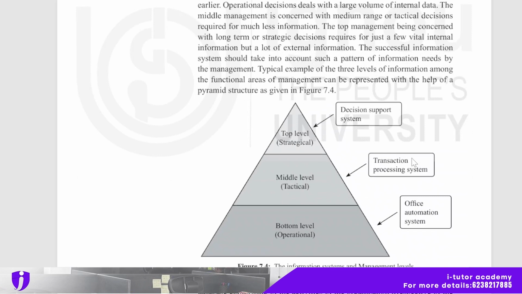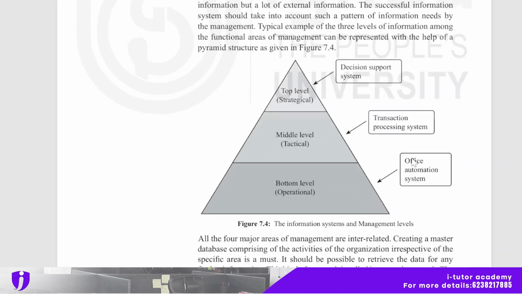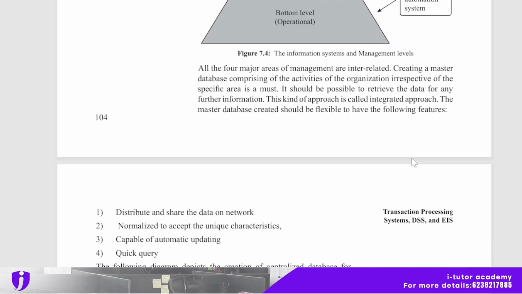Okay, so here is one figure, the information system and management. There is bottom level operational, we already discussed that, middle level tactical, top level strategical. There is decision support system in top level, and the transaction processing system helps in middle level, office automation system is in bottom level. Okay, and all the 4 major areas of management are interrelated.